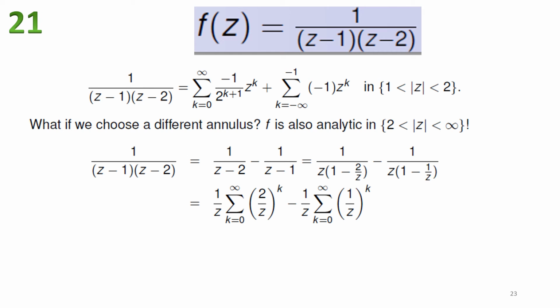So 1 upon z is common, so this z is appearing here and this z is appearing here. Now this is nicely written in terms of a geometric series where k rolls from 0 to infinity, (2 upon z) to the power k and (1 upon z) to the power k.